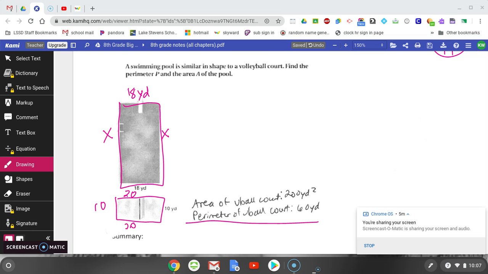So I can do the short side compared to the long side, so 10 over 20, equal to the short side over the long side, which is x. And now I have a proportion to help me solve for that missing side length. So 10 times x is 10x. 20 times 18 is what? Let's see, 360. And then if I divide both sides by 10, then I get that the missing side length is 36 yards.